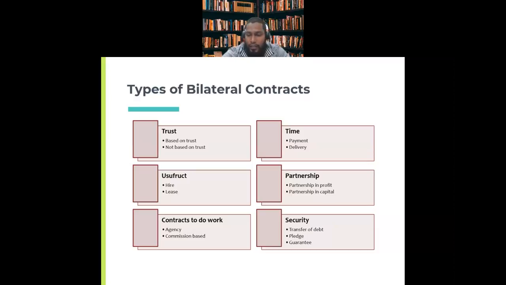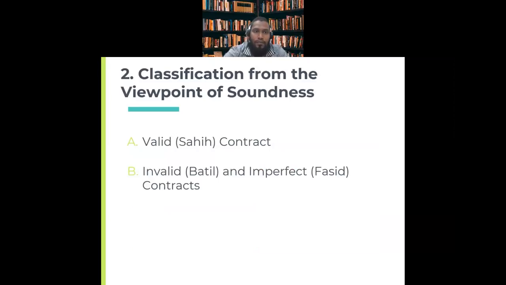There is also a guarantee contract like al-kafala, which is mostly on a voluntary basis. So these are generally an overall of different types of bilateral contracts in the Sharia. While I'm not going to discuss all the detail, this is just to give an overview of the nature of Islamic contracts.